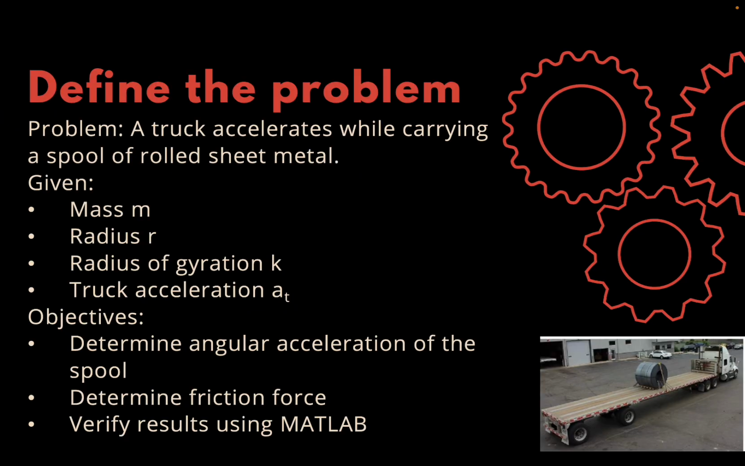This problem studies a truck carrying a spool of rolled sheet metal. The truck accelerates forward with acceleration a, where the spool has mass, radius, and radius of gyration. My objective is to determine the angular acceleration of the spool and the friction force between the spool and the truck bed, and also verify the analytical results using MATLAB simulation.